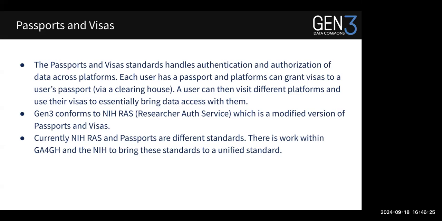So the main idea of a passport and visa is exactly how you would use your passport for international travel. You, as a researcher, have your passport, and the individual data repositories would be able to grant you a visa that says, hey, you have access to this data. These are called clearinghouses. So a clearinghouse would grant you a visa.